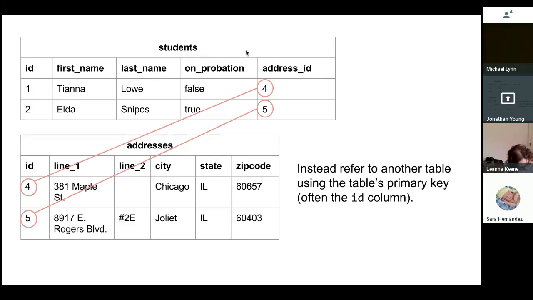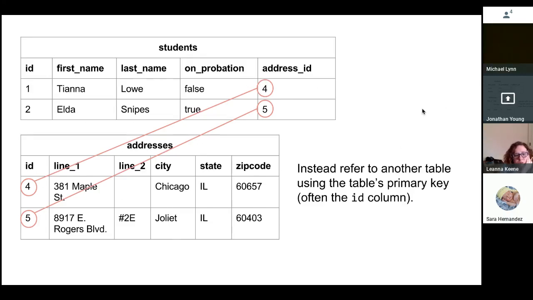It's like Tiana Lowe, who's not on probation, has an address ID of 4. Okay, well, I don't know what that is right now, so let's look into address and find the ID of 4. Okay, this is their address, 381 Maple Street in Chicago. Which one's the foreign one again? Foreign key, and then primary key. This is primary key, this is foreign key.